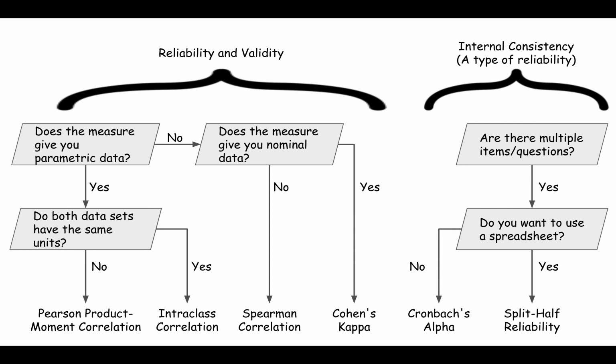So if you're using a spreadsheet and doing a quick evaluation, that's split half reliability. If you're doing an in-depth evaluation of an instrument, you're using Cronbach's alpha.